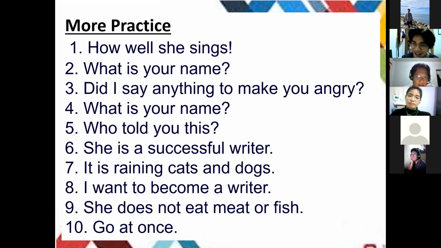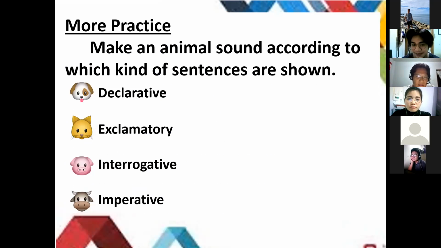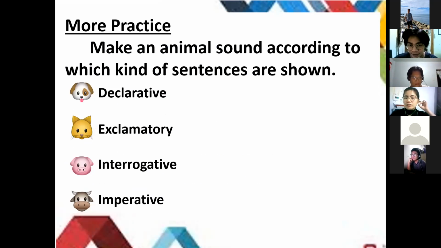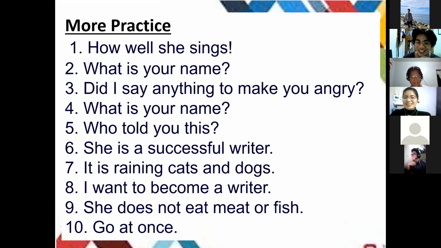Let's do number seven. It is raining cats and dogs. Arf. Sir Josh is getting the hang of it. I like it. Number 10. What is number 10? Go at once. Moo. Sir Josh doesn't even need to see. Good job. So let's do the last one. I'm going to ask this of Ma'am Rivnel.